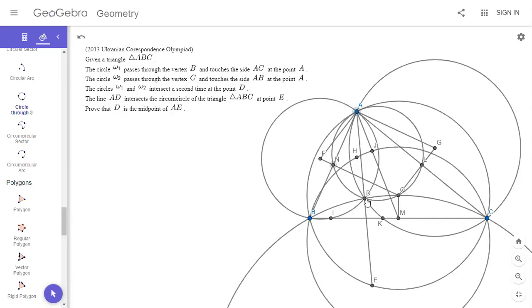Does inversion around D help by any chance? Because we have so many circles through D. Yeah, we have a lot of circles through D. Let's see. Inversion takes a long time to do in GeoGebra. That's the only reason. The Dumpty point does solve it almost immediately.